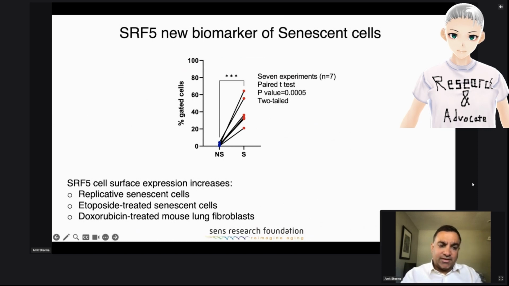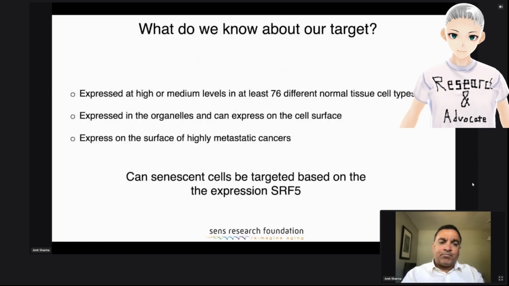We've confirmed this expression of SRF5 in replicative senescent cells, adipocyte senescent cells, and also mouse tissue, and we were able to see this was elevated. We've also confirmed the expression of this protein in other tissue, and if you look at the literature, that protein is actually quite significantly elevated in several tissues across our body. It is highly expressed in cancer cells as well. It is generally present within the organelle, but is highly elevated on the surface of senescent cells.